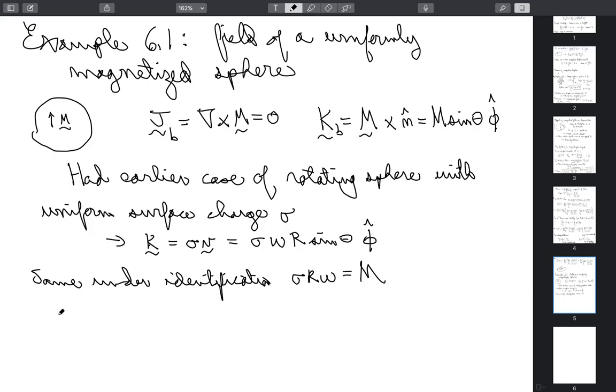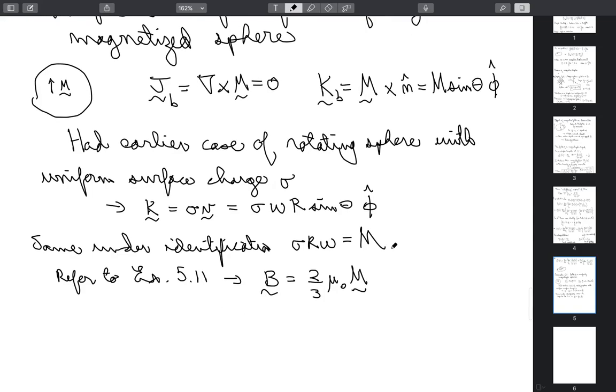So you can refer to example, I think it was 5.11, which gives you that the magnetic field was equal to 2/3 mu 0 m. Okay, so the message here is that it's the same problem as before. If you have a sphere with a uniform magnetization throughout, then it's completely equivalent to a rotating spherical shell with surface charge density sigma, provided you do the right identification between the actual magnetization and the surface charge density and the speed of rotation.